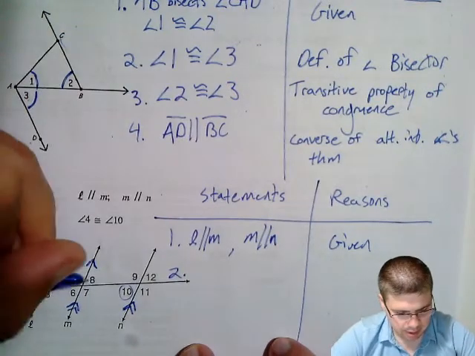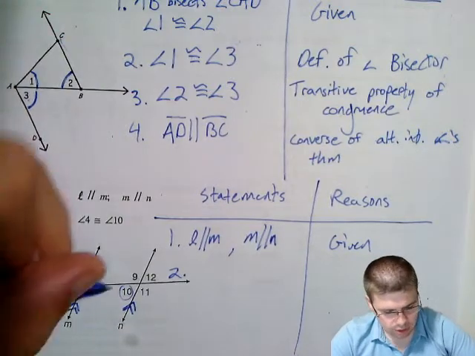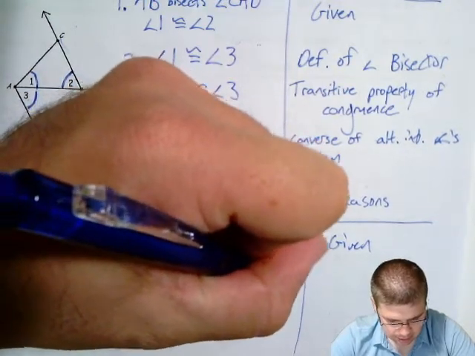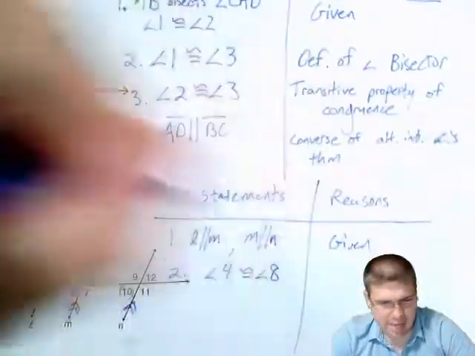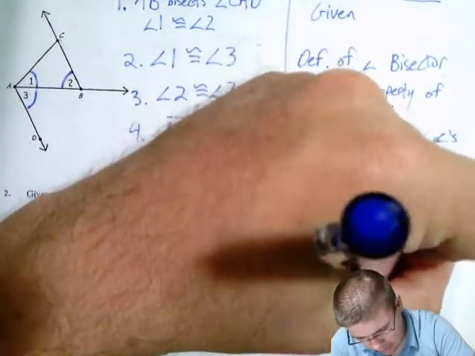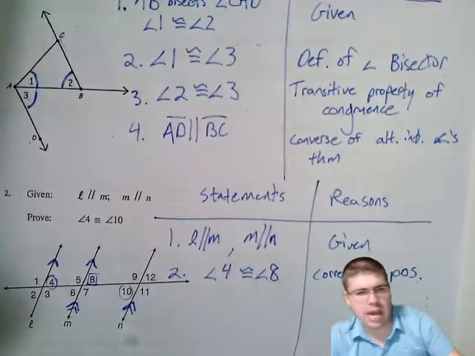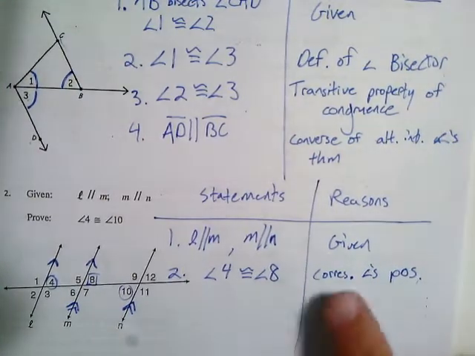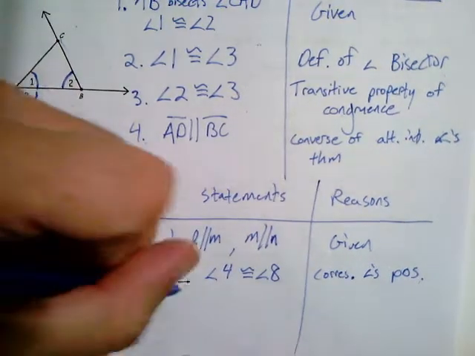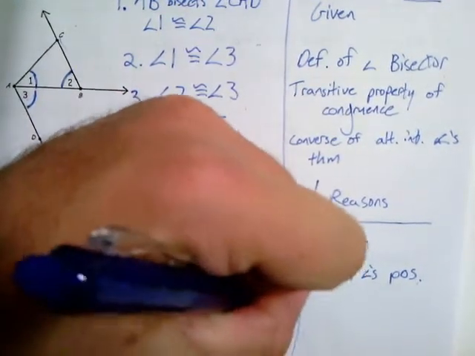First thing I'm going to use this 8 as my little bridge to get from 4 to 10. So 4 is congruent to 8. I'm going to say angle 4 is congruent to angle 8. And that is the corresponding angles postulate. So corresponding angles postulate. All right, the corresponding angles postulate tells me that those 2 angles are going to be congruent. So then I can say 8 is congruent to 10. So angle 8 is congruent to angle 10.